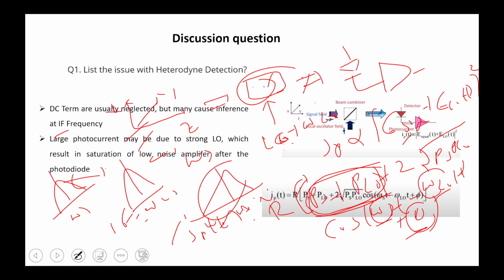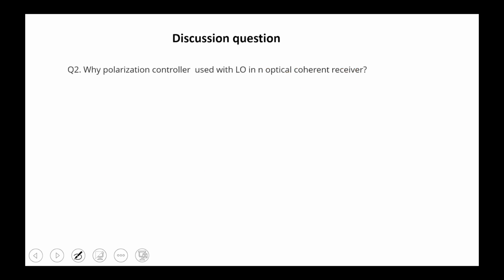Secondly, a large photocurrent may be due to a strong local oscillator. I already explained that PS and PLO result in the saturation of the amplifier after the photodiode. The polarization of the input signal and the local oscillator should be matched. That phi should be the same. Otherwise, it will give minimum current.